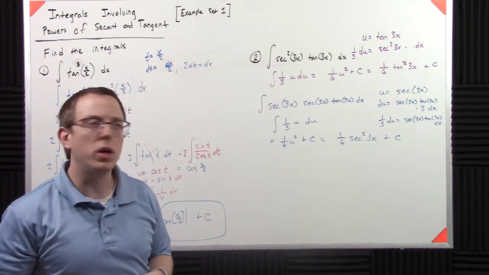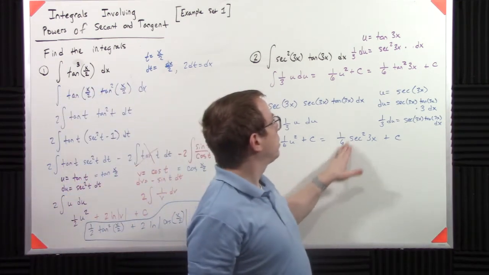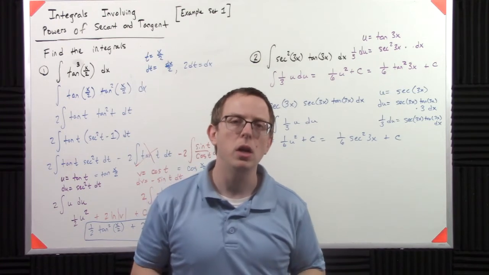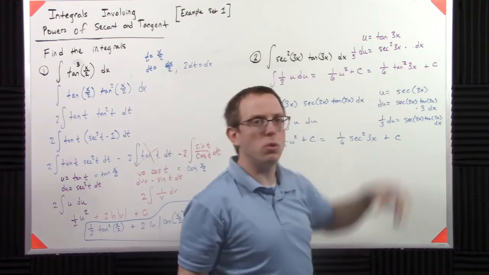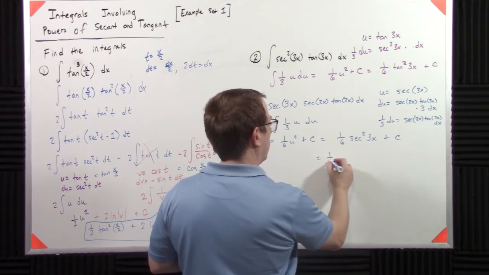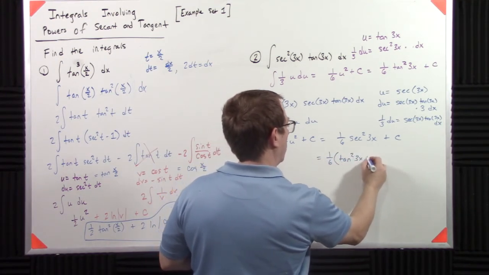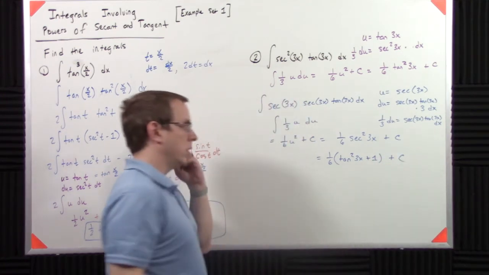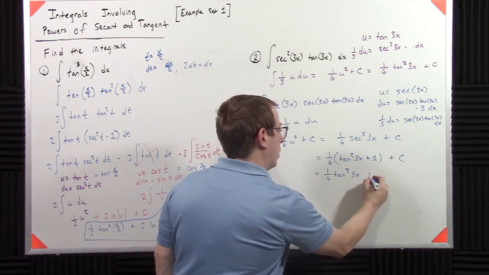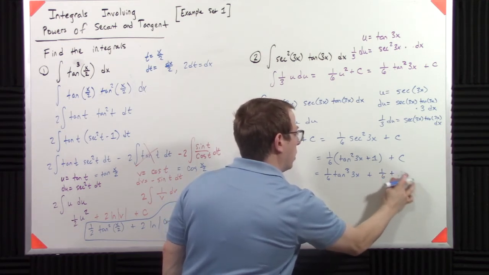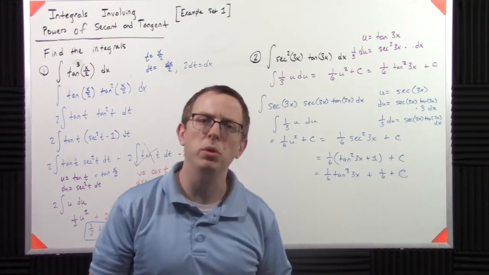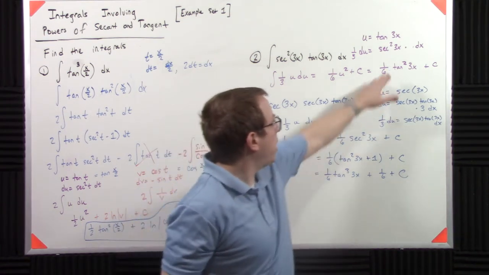Now, I want to point this out because why aren't these the same? I have a 1/6 and a 1/6, but I have a tangent squared and a secant squared. Tangent squared and secant squared are not the same function. So how in the world is this equal to that? Well, you might say, I'll use my trig identity. So I have the same thing, but now I have an extra 1/6. How can these possibly be the same thing? How are they both right?